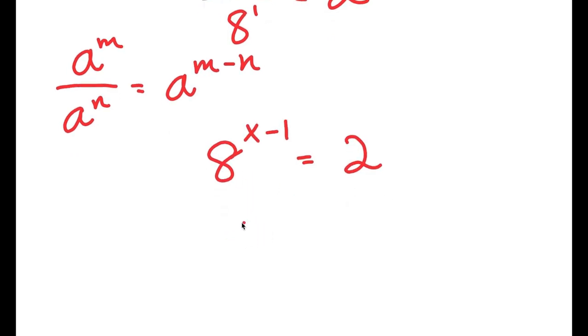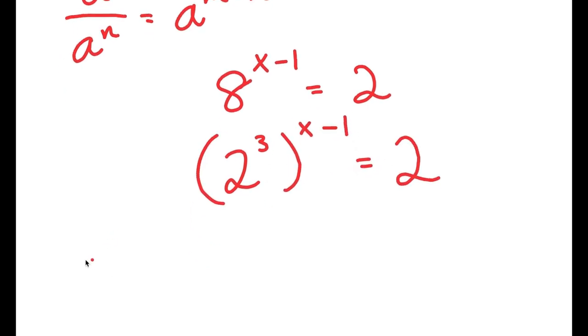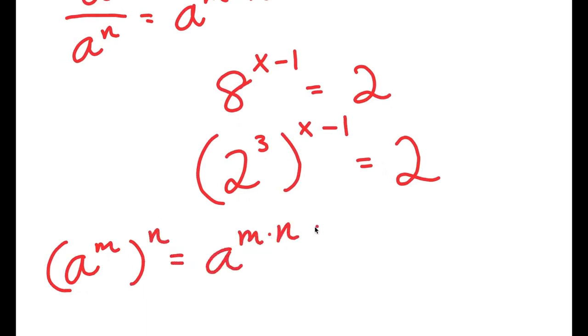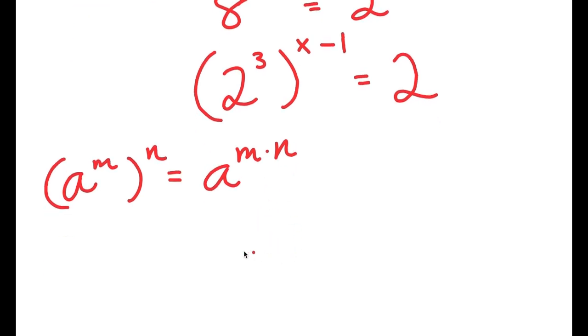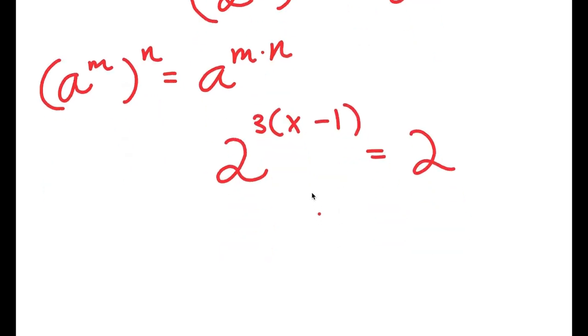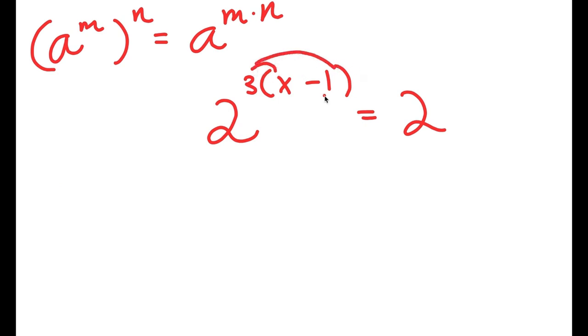Now 8 is the same thing as 2 to the power of 3, so I get (2 to the power of 3) to the power of x minus 1 is equal to 2. And if I have something in the form (a to the power of m) to the power of n, this is equal to a to the power of m times n. So (2 to the power of 3) to the power of x minus 1 is the same thing as 2 to the power of 3 times (x minus 1). And 3 times (x minus 1), I can distribute 3, so I get 2 to the power of 3x minus 3 is equal to 2.